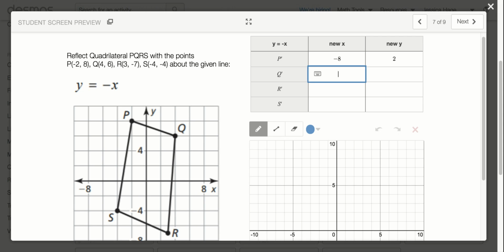4, 6 is going to be 6, 4, but we have to do negative 6, negative 4. 3, negative 7. The 3 is going to be the y now as a negative, and the negative 7, which was a y, is now going to move to an x, but we're going to drop the negative. And then negative 4, 4 is going to be 4, 4.